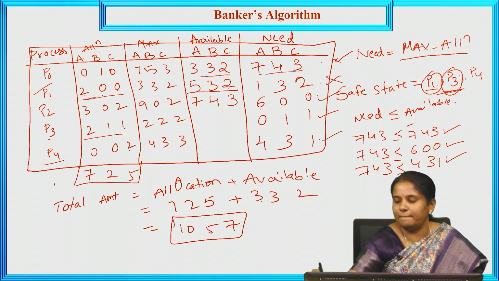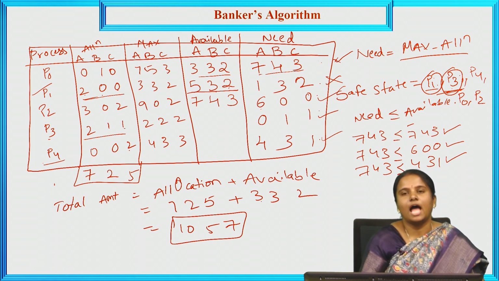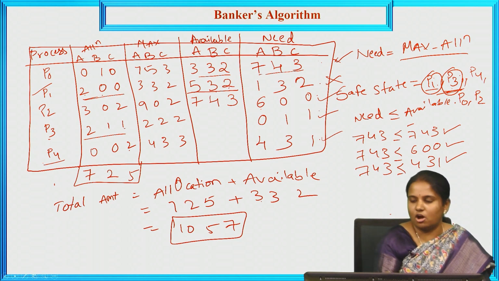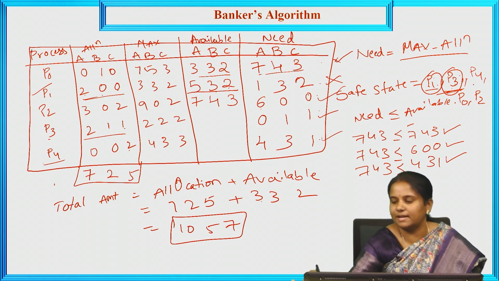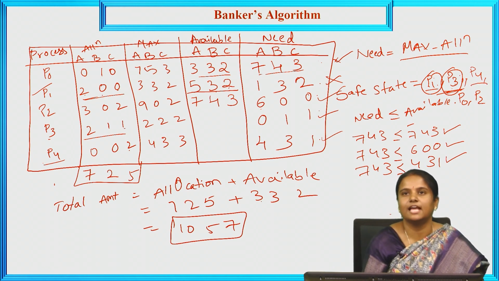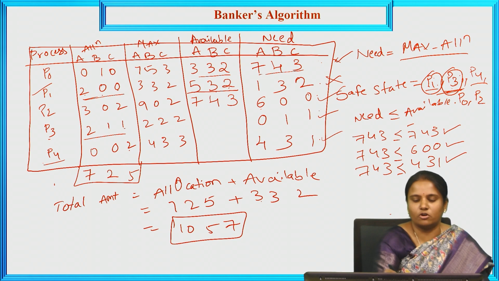So P1, P3, next P4, then P0, then P2. So you can write as you wish. The state should be safe. According to the safe state, you need to add the allocation amount of each to the available. So after P1 and P3 are added, next which one is coming under safe state? P4. The P4 allocation amount of ABC, we need to add to the available amount of ABC.